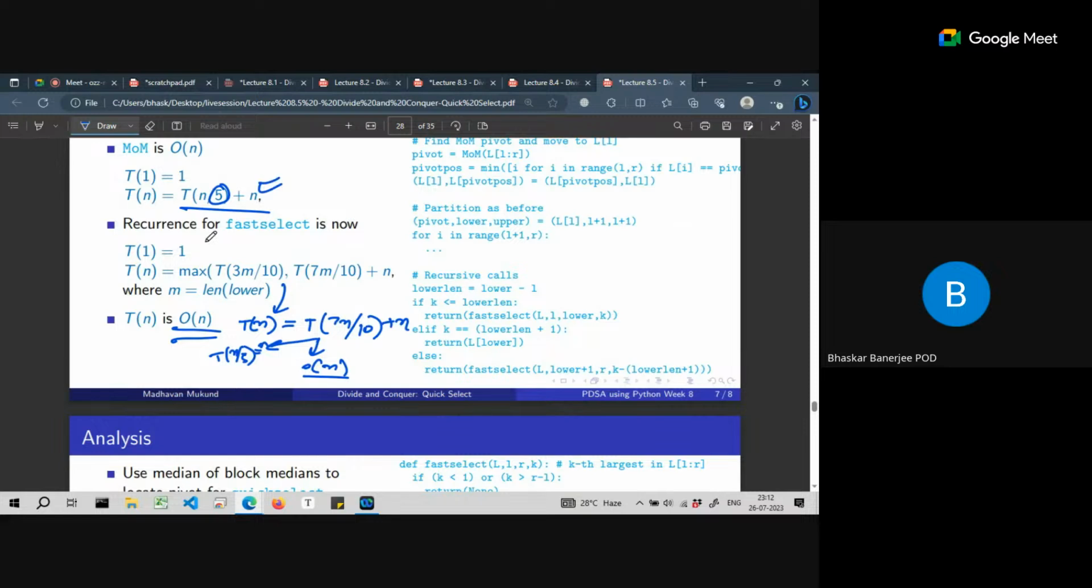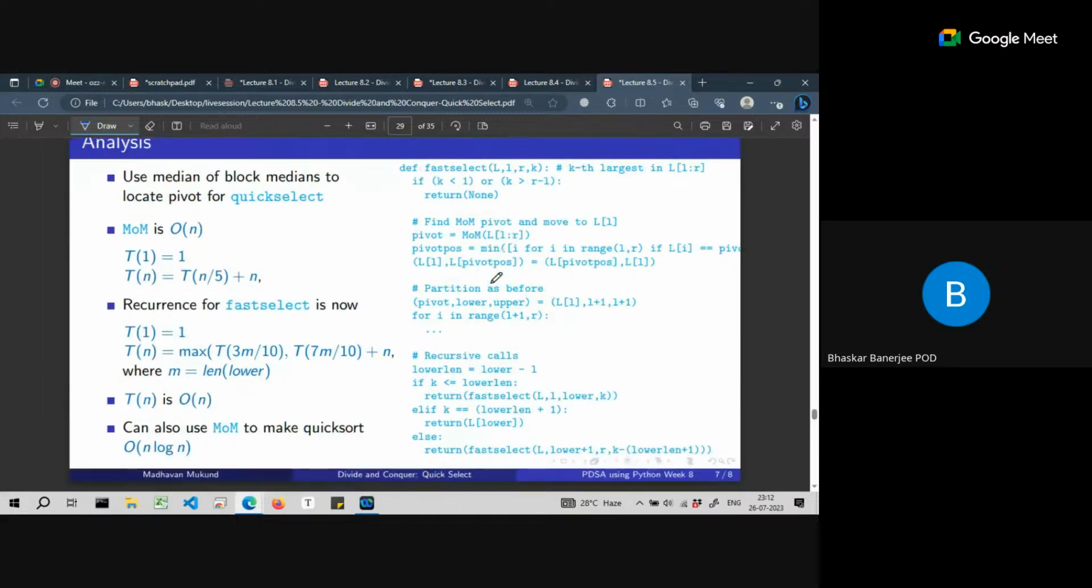Only thing is, in this case, I have n by 5. In this case, I have n by 10 by 7. Yes, so instead of 5, you will have 10 by 7. Fine. Everything else is same. Any doubt?